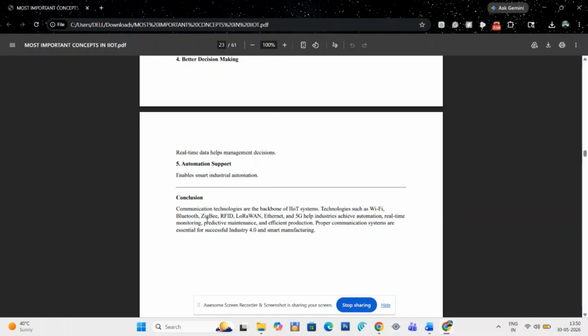The conclusion of the overall concept is that communication technologies are the backbone of IoT systems. Technologies such as Wi-Fi, Bluetooth, Zigbee.